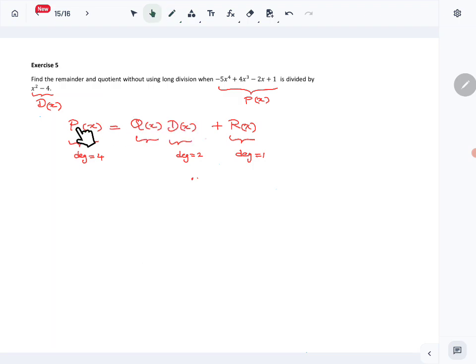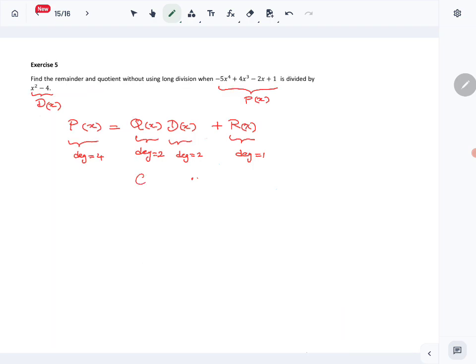P(x) equals Q(x) times D(x), so the degree has to match P(x)'s degree. If the divisor is degree 2, then Q(x) is what? Degree 2, right? So this is how we do this type of question without long division. Now, we know the remainder has to be degree 1 and the quotient has to be degree 2, right?